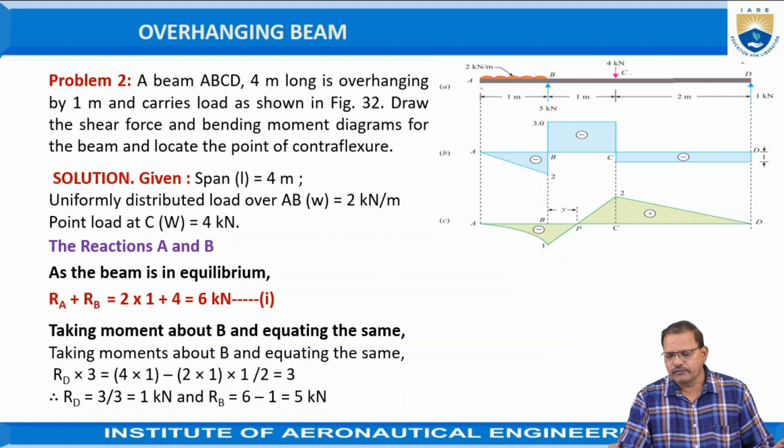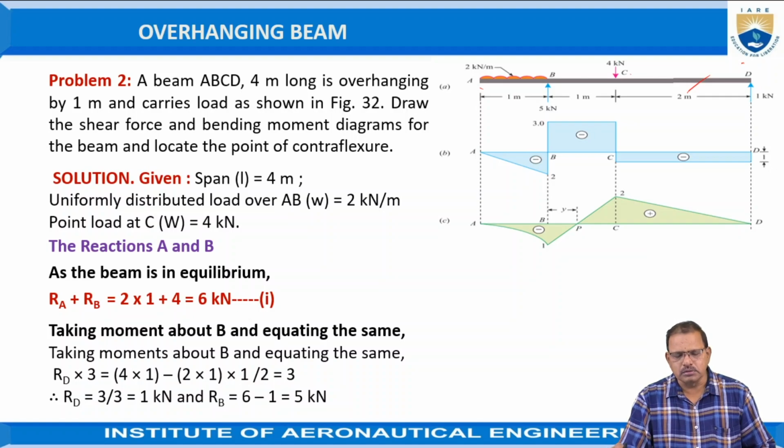Now, first of all, draw the beam as per the given dimensions by selecting a suitable scale and represent the forces which are acting on it. The given data in the problem is the length of the beam L equal to 4 meters, that is 1 meter, 1 meter and 2 meters.